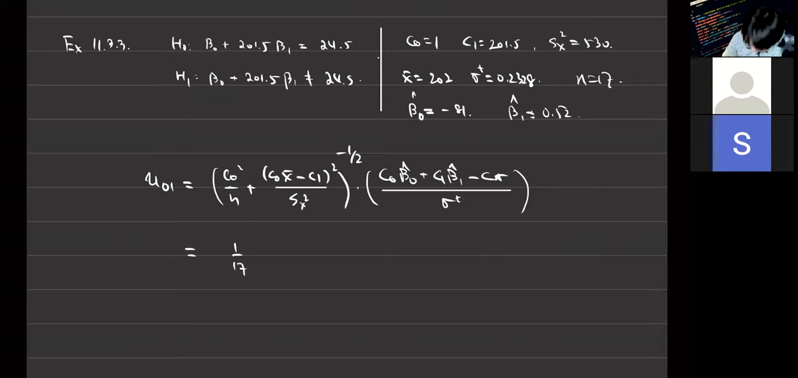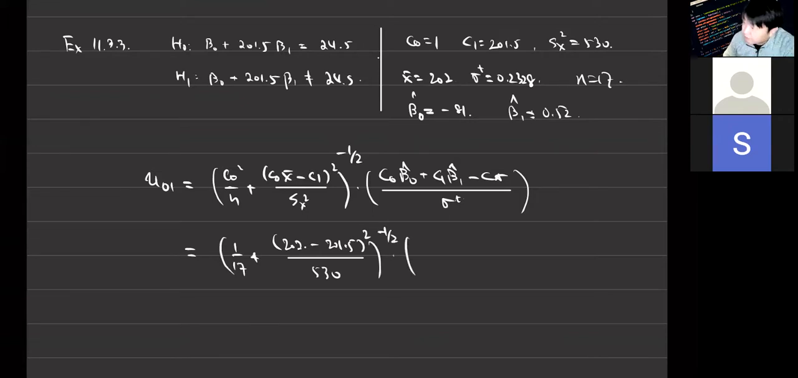So that's 1 over 17 plus, that's 202 minus, I'm sorry, I made a mistake. That's not 202. X bar is 202. What did I write? 202. Okay, yeah. Minus C1 is 201.5. Don't forget the square over S_xx, that's 530. And then that is going to be inverse square root.